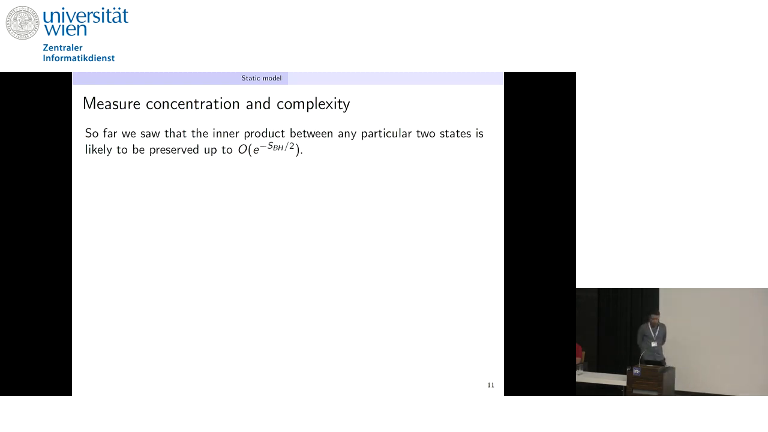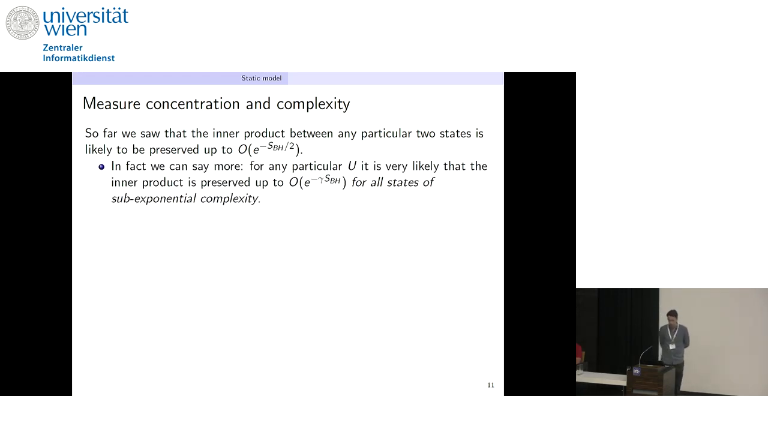Now, so far we saw that the inner product between any 2 particular states is likely to be preserved. In fact, you can ask for a little bit more. You can ask, for any particular U, we're going to be able to argue that, in fact, the inner product is likely preserved up to exponentially small corrections for all states of sub-exponential complexity. So here I mean a state you can prepare, say, from the all-zero state, acting with a quantum circuit whose complexity is sub-exponential, grows slower than any exponential.